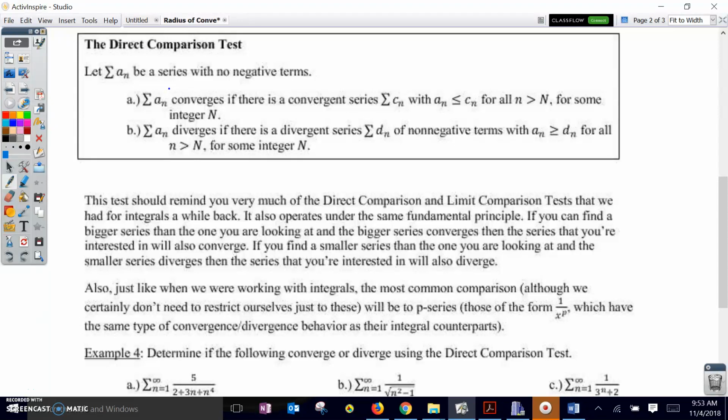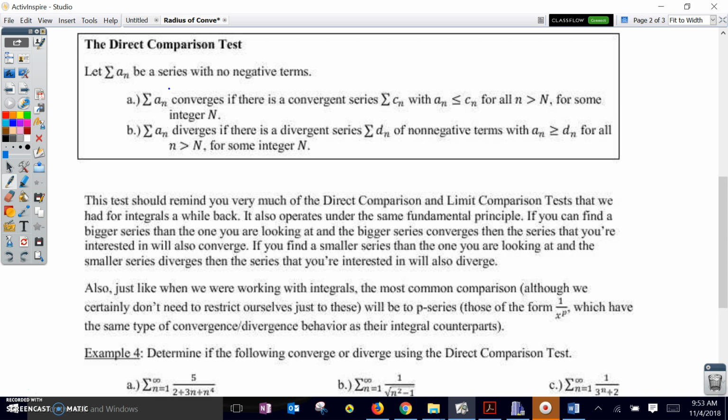Alright, welcome back everybody. In this video we're going to look at the direct comparison test and how we can use it to show convergence or divergence of series. And we're also going to look at absolute convergence and how we can use that along with the direct comparison test to show convergence or divergence of series.